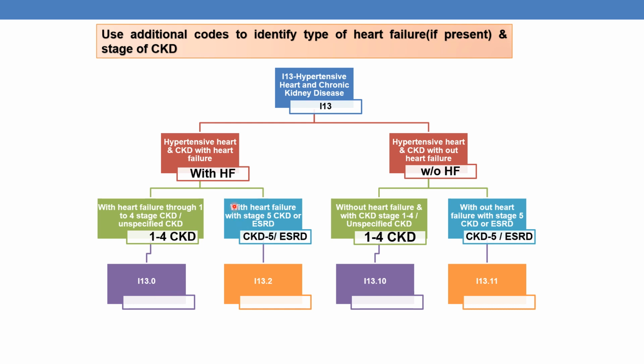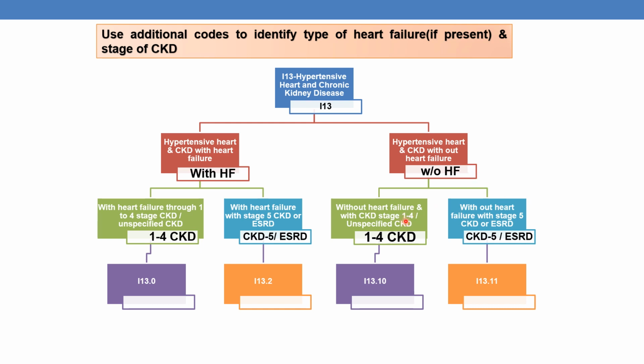Next, hypertensive heart and CKD with heart failure with stage 5 or end stage renal disease, ESRD. The code is I13.2. So with heart failure, I13.0 must be given for stage 1 through 4 or unspecified stage, and I13.2 is the final code for hypertensive heart and chronic kidney disease with CKD stage 5 or end stage renal disease, ESRD.